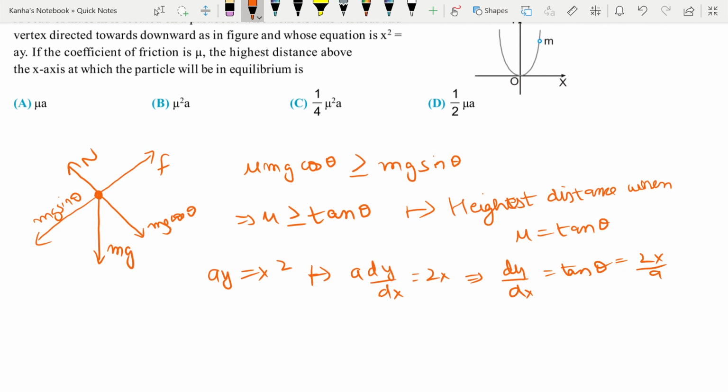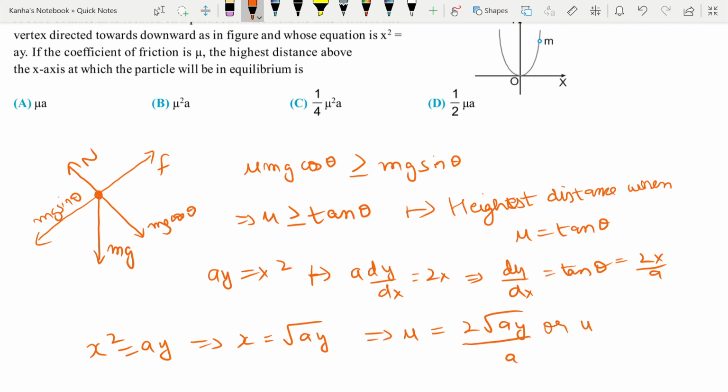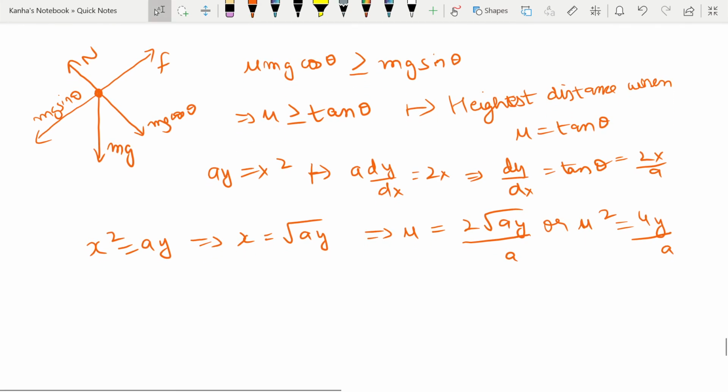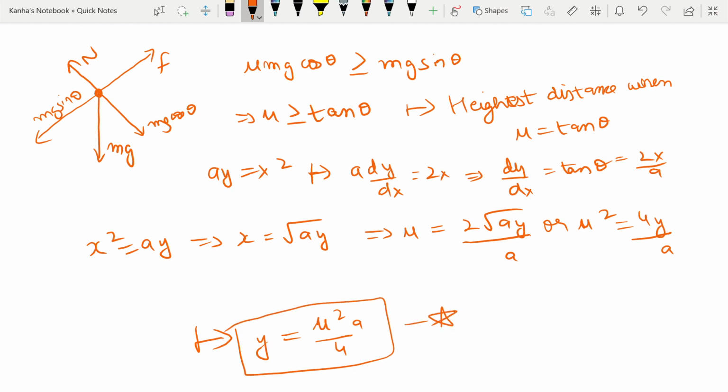Now x squared is given to be ay. That implies x is equal to root of ay. That implies mu is equal to 2 root ay divided by a, or mu squared is equal to 4y divided by a. This gives you your y is equal to mu squared a divided by 4. This is your final answer.